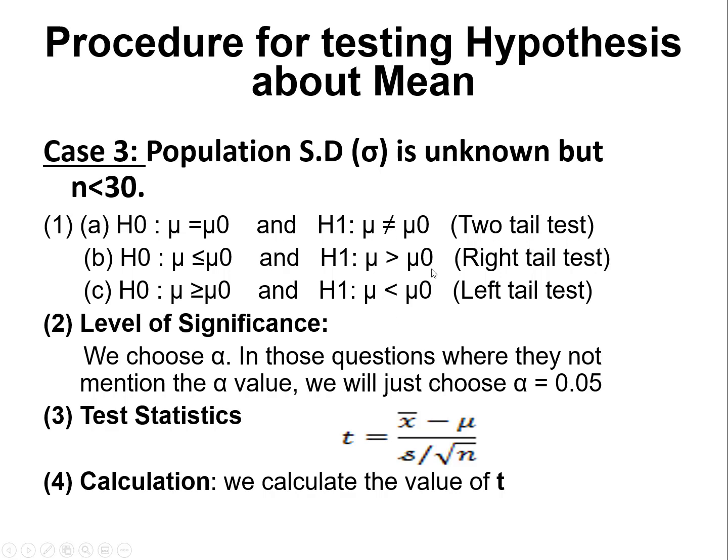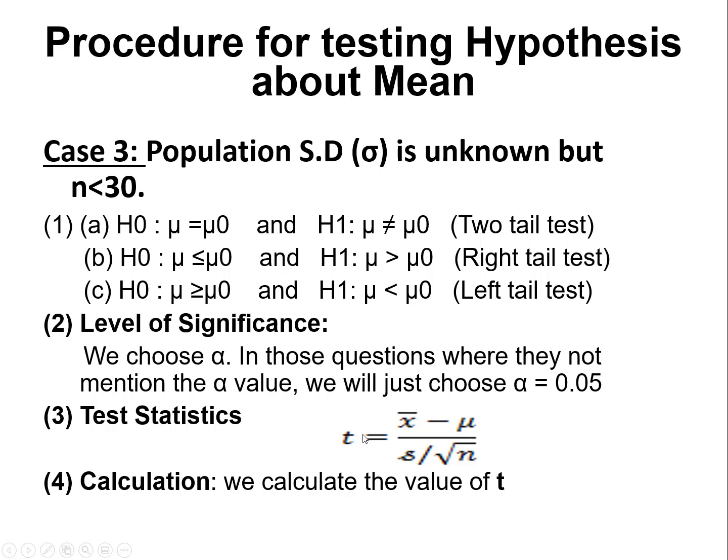This one is the same. I will discuss in the coming slides that if, for example, the mean is 10, the opposite of this will be not equal. If it is less than or equal to, the alternative will be greater than. If it is greater than or equal to in the null, the alternative will be less than. So this is a left-tailed test, this is a right-tailed test, and this is a two-tailed test. The level of significance is the same. Only the t statistic changes.